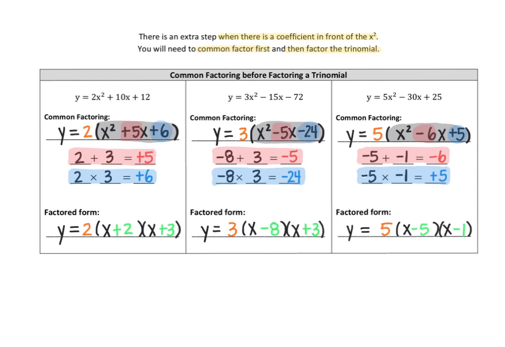So that's how we'll factor a trinomial that has a coefficient out in front of the x squared term. We'll common factor first, and then we will factor the trinomial that's left inside the brackets.